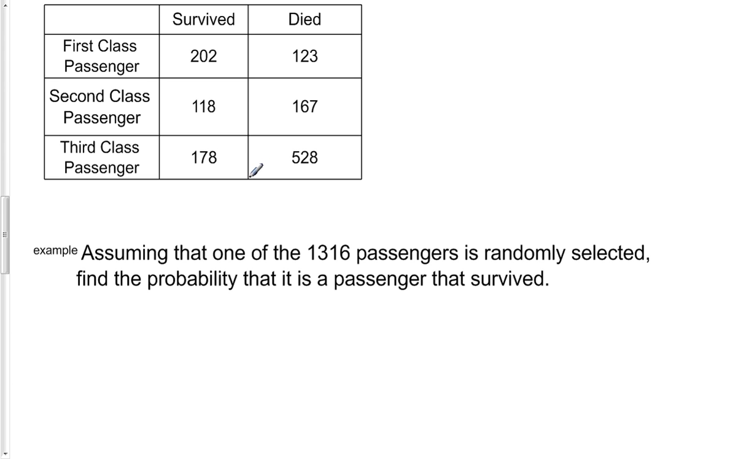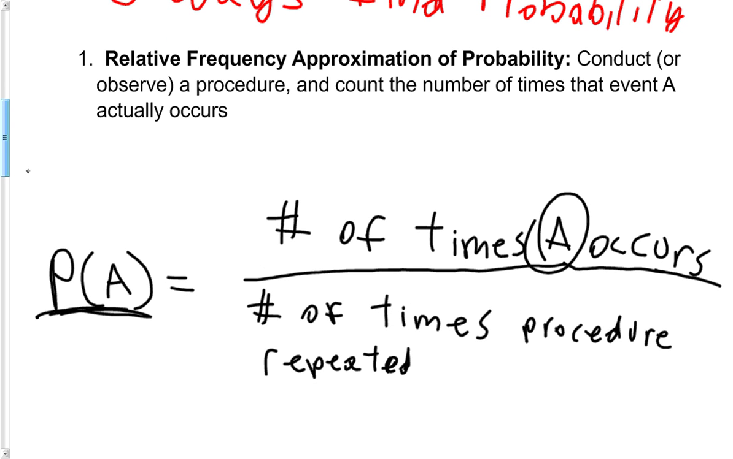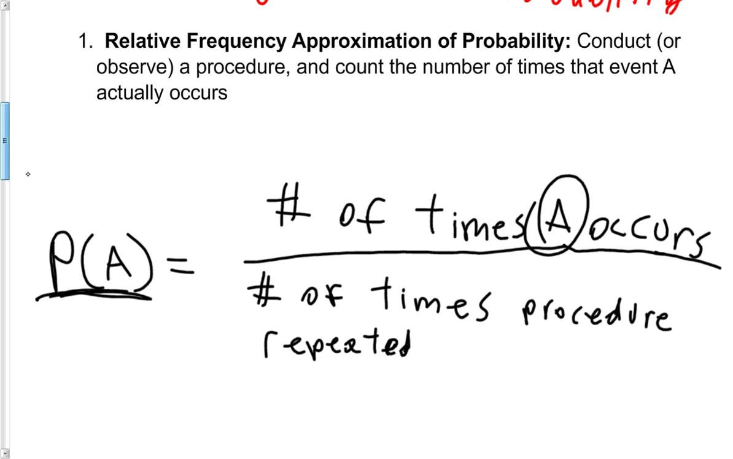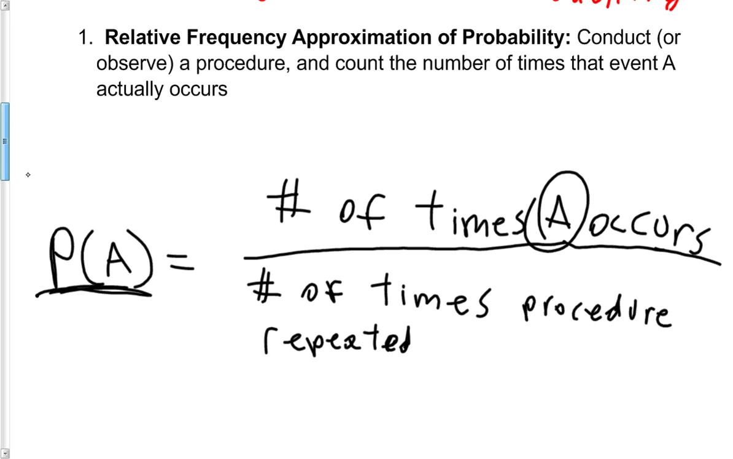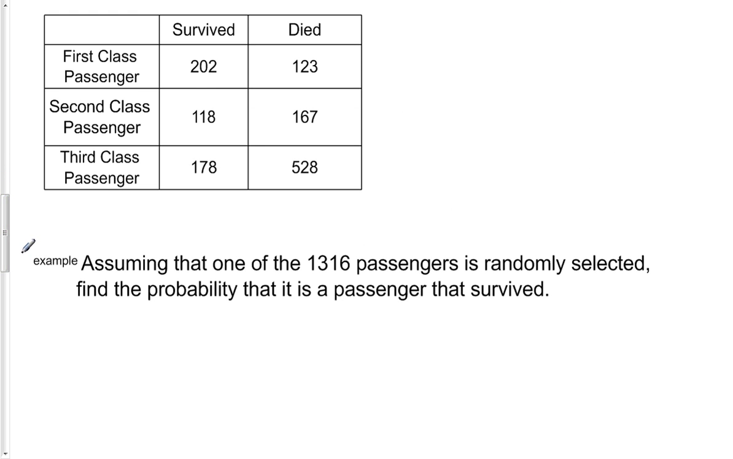Let's take a look at this example. The example says, assuming that one of the 1,316 passengers is randomly selected, find the probability that it is a passenger that survived. All right, well, we're going to use the relative frequency approximation. In this approximation, we look at the number of times the procedure was repeated and divide that into the number of times that the event occurred. So we have to define what the procedure is and what the event is, and then find the probability of that event.